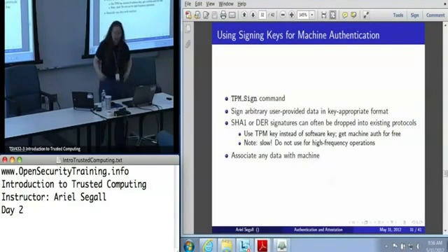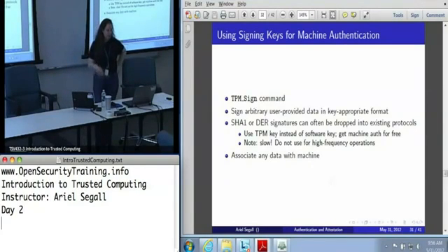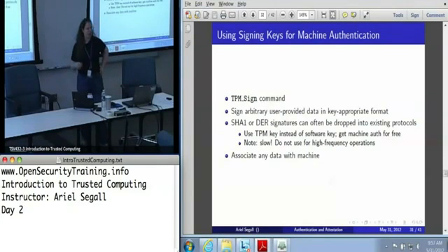So, the way you can use signing keys for machine authentication is to sign things. I'm sure you're all very shocked. This will let you sign arbitrary user-provided data as long as it's in the appropriate format for the key. So don't try signing large data formats with your SHA-1 key unless you actually hash it first.